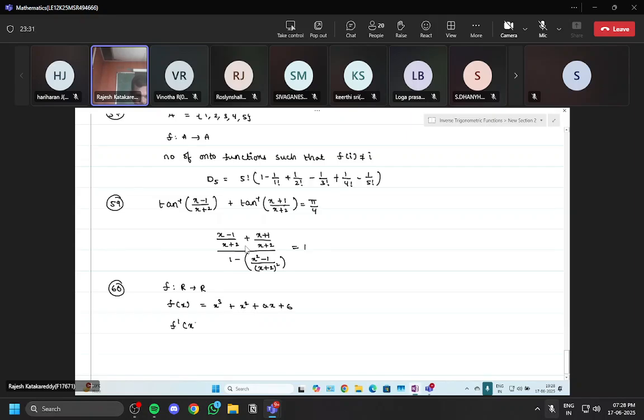Now f dash of x is equal to 3x square plus 2x plus a here. Right, now I have the derivative. They have given that the function is bijective. If the function is bijective, it is one-one for sure. If it is one-one, f dash of x is either always greater than 0 or always less than 0. See, in 10th grade, we learned how to draw the graph of a parabola. We assume y is equal to f dash of x. Clear? So it is an upward parabola.